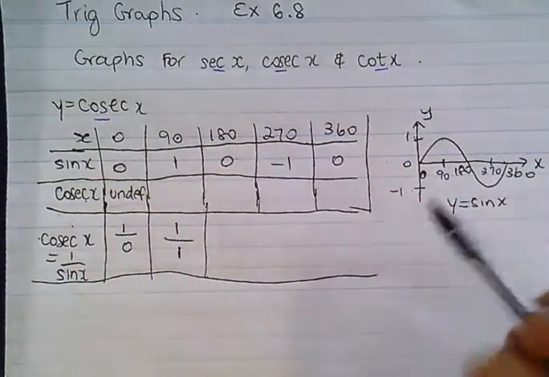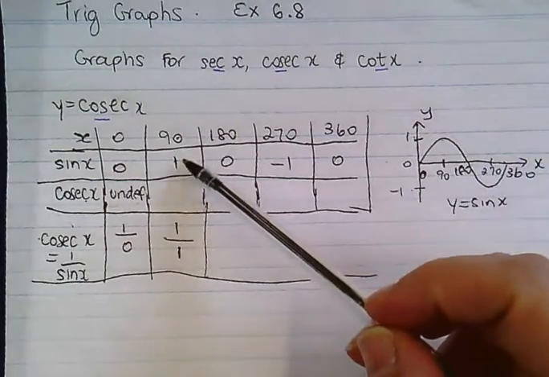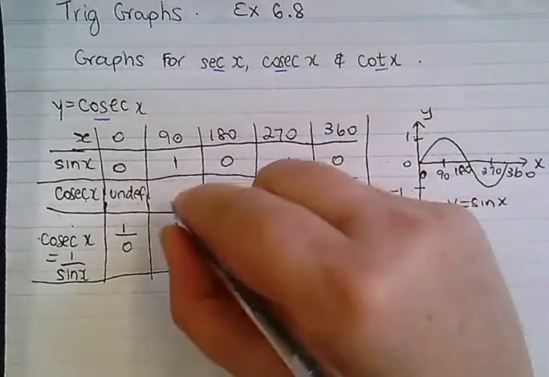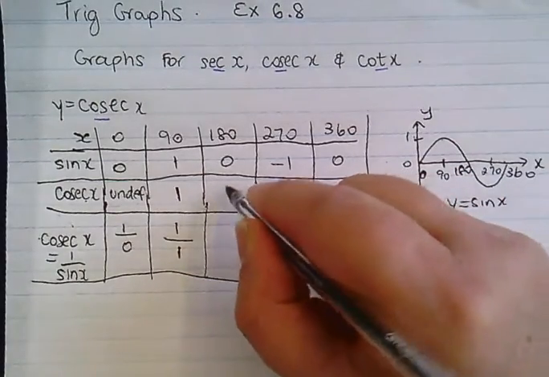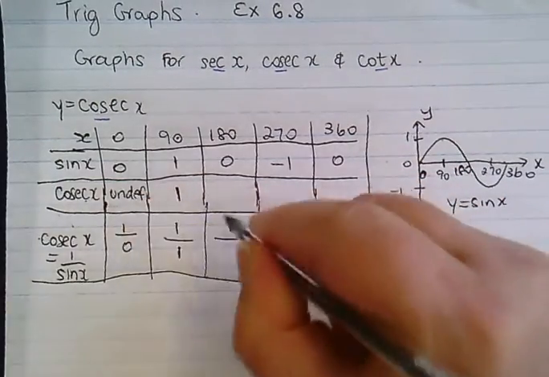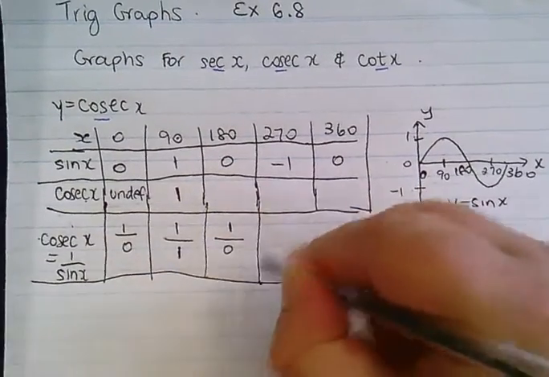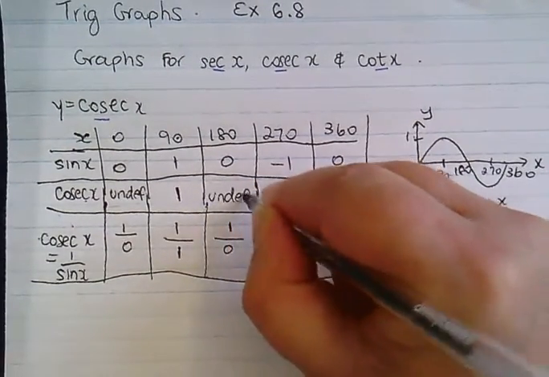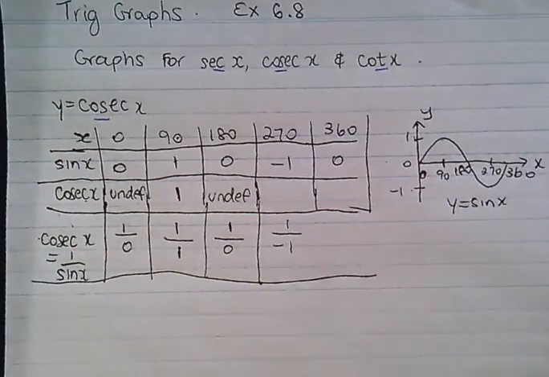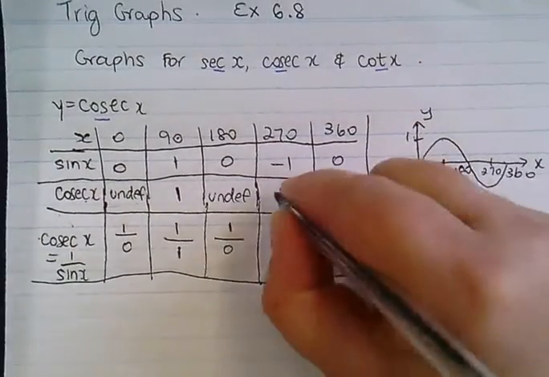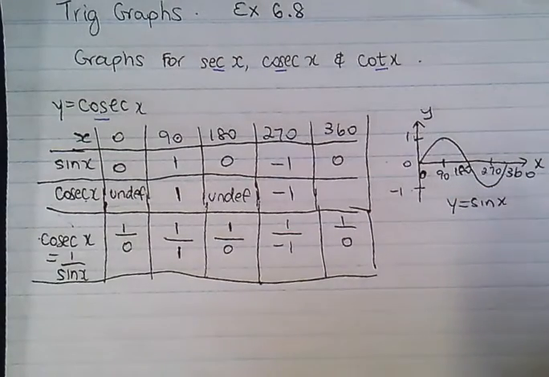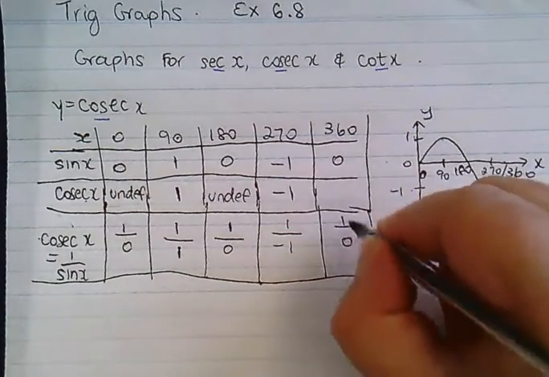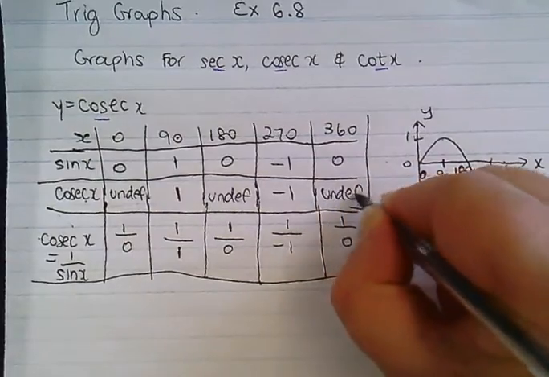1 divided by 1. Do you know what I'm doing? I'm doing 1 divided by the value up here. What's 1 divided by 1? 1. So let's keep going. Again, for cosec 180, it's 1 divided by 0, which is undefined. For 270, 1 divided by negative 1 is negative 1. And cosec of 360 is 1 divided by 0, which is undefined.